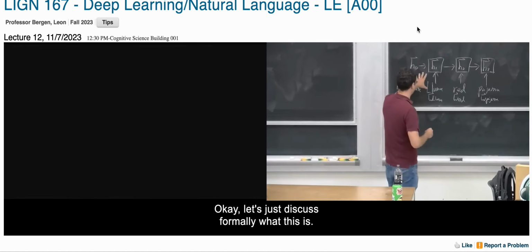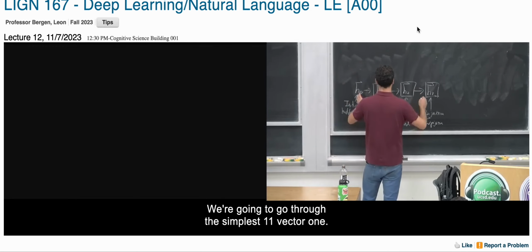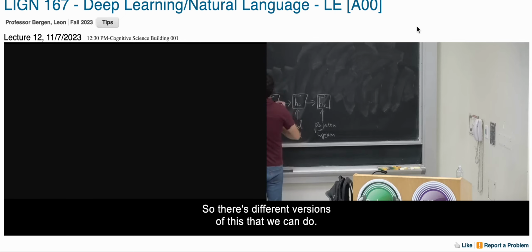Okay, but let's discuss formally what this is. I'm going to give an extremely simple version of this. There are many more sophisticated RNNs. We're going to go through the very simplest one. So h1, our vector h1, what's this going to be equal to? It's going to be equal to, we'll call it Wh, h for hidden, times. There are different versions of this that we can do. Okay, let's do this version.